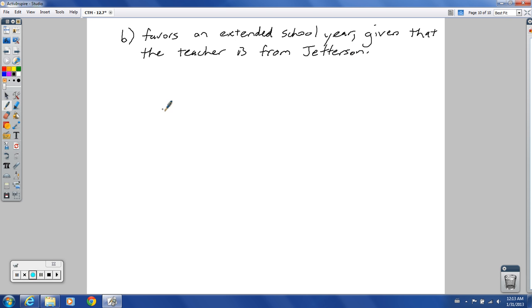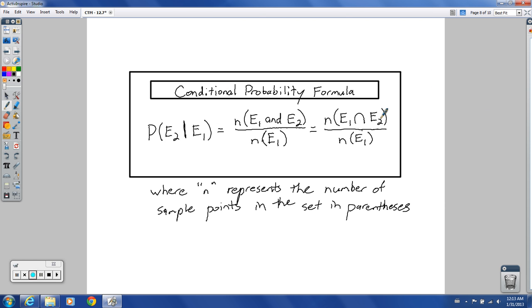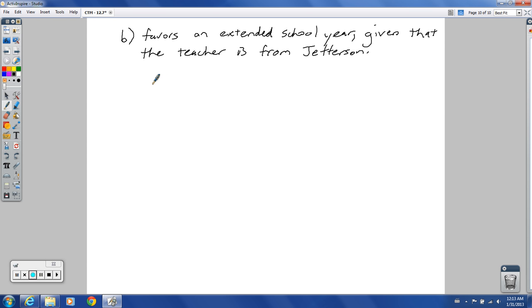So now, this one I'm going to write out the slightly longer way. We're going to use the conditional probability formula. The other ones I'm going to condense a little bit more, show you what I think is an easier way to think about it. But this way I'll share both with you. So the probability, I'm going to say favors given Jefferson. So we have to start with Jefferson. So given Jefferson is true, what's the chance that they're going to favor an extended school year?